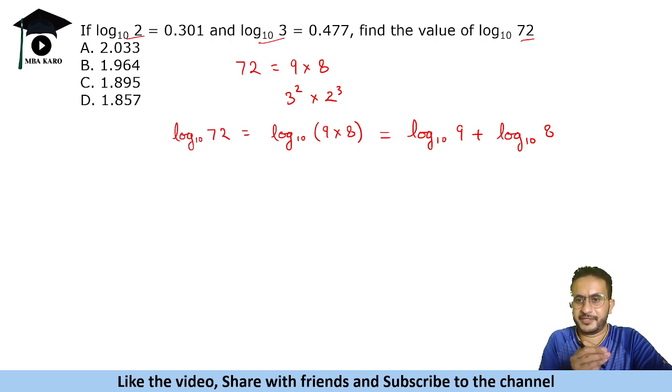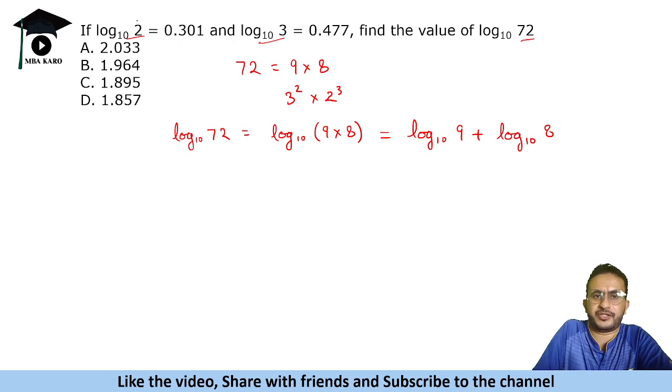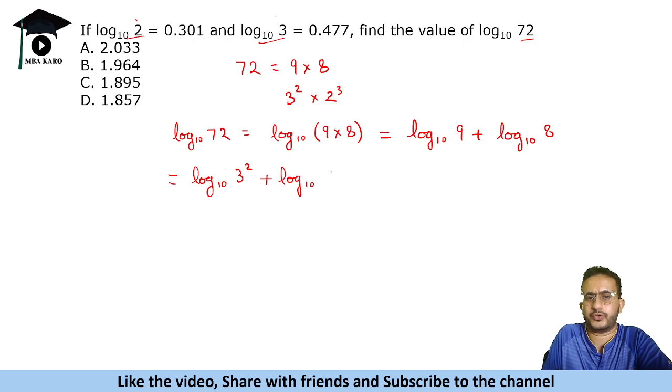Right? We had multiplication, we bifurcated it in the form of addition. Now, within this also we know the value of log 2 and log 3. So this can further be written as log₁₀ 3 square plus log₁₀ 2 cube. Now when we have power, it becomes 2 log₁₀ 3 plus 3 log₁₀ 2.